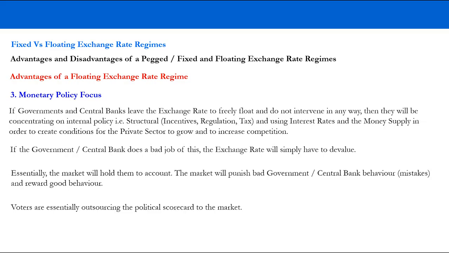and to increase competition. Now, if the government or central bank does a bad job of this, then the exchange rate just simply has to devalue. So essentially, the global marketplace just holds them to account. The market will punish bad government or central bank behavior, so mistakes, and reward good behavior. So in a society that operates like this, democratically speaking, voters are essentially outsourcing the political scorecard to the international marketplace.